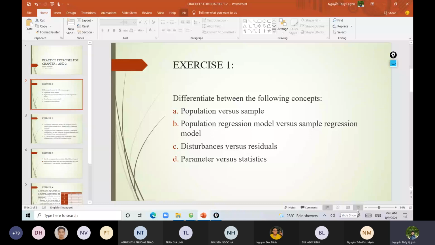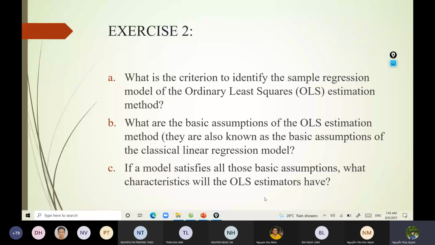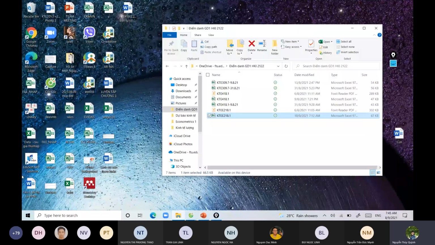Exercise 2, OLS estimation method. Now we will have 5 more minutes to think about the questions, and then I will call someone to answer them. Firstly, I will have to take the class list. Now think about exercise 2.